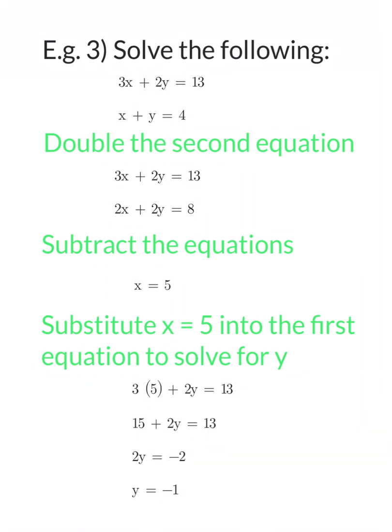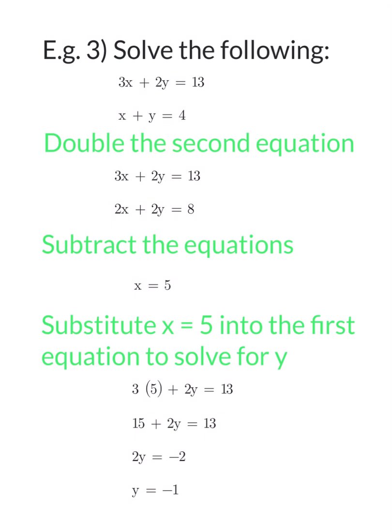So the x plus y equals 4. If we double everything, we get 2x plus 2y equals 8. And you'll notice that now we have the y coefficients the same. So we can either add or subtract. Subtracting allows us to eliminate the y's. So 3x minus 2x is x. 2y minus 2y eliminates. 13 minus 8 is 5.